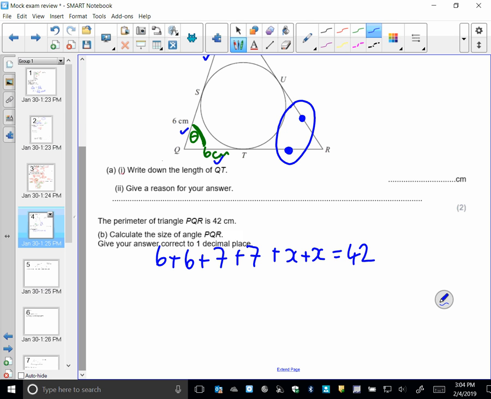So that's 12 and 14 is 26. So it's 26 plus 2x is 42. So 2x would be 16. X would be 8. So as you can see, that doesn't look like it from the diagram, but it's not drawn to scale. And you have to use geometrical reasoning in order to set up equations and things that you know for sure, not what you think it looks like.